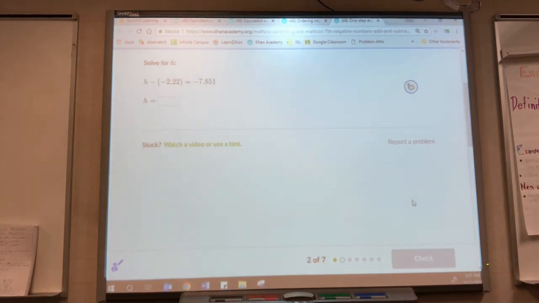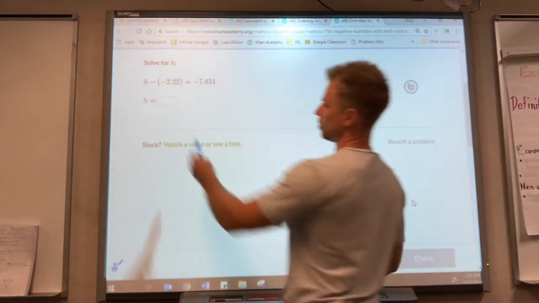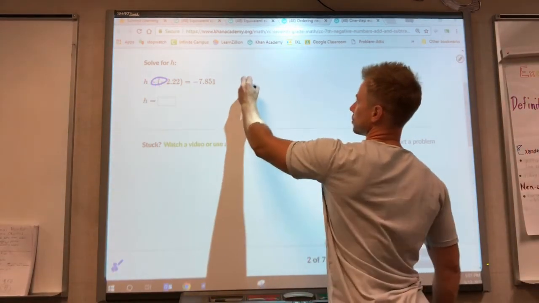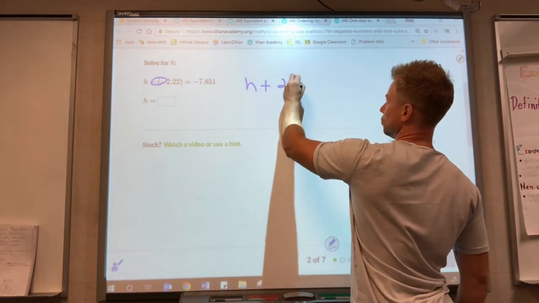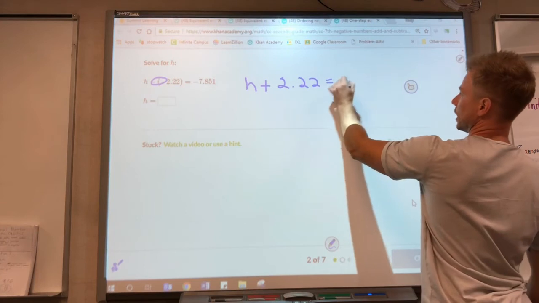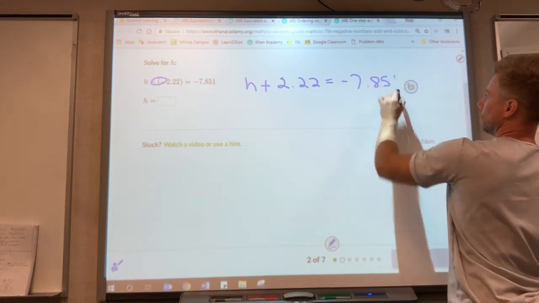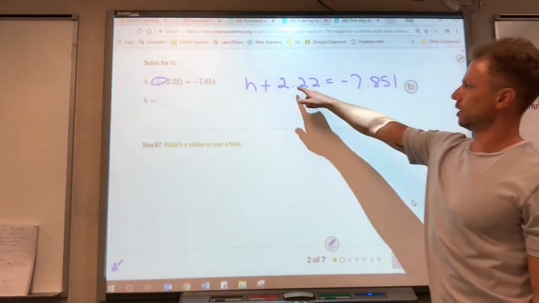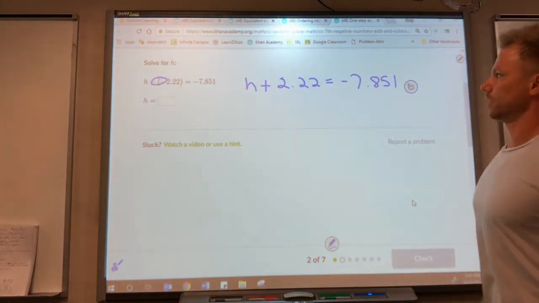Okay, again, we want to get h by itself. Let's simplify these negatives right here first. That's h plus 2.22 equals negative 7.851. All right, to get rid of that number, it's positive, so we're going to do the opposite.